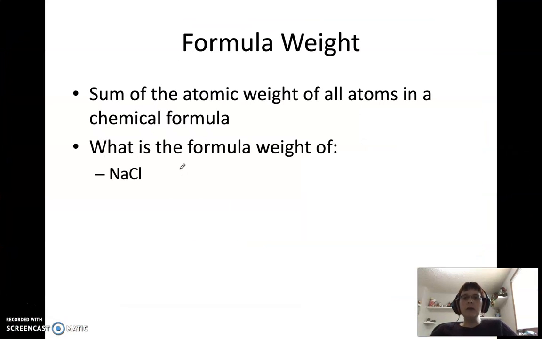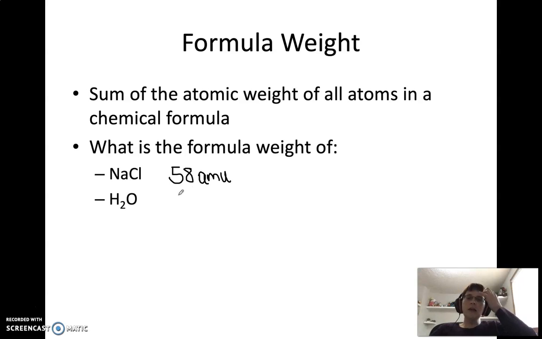So that would be our formula weight for sodium chloride. And that one's pretty straightforward. And so that's formula weight. We're talking atomic weight, so that would be AMU for atomic mass units.